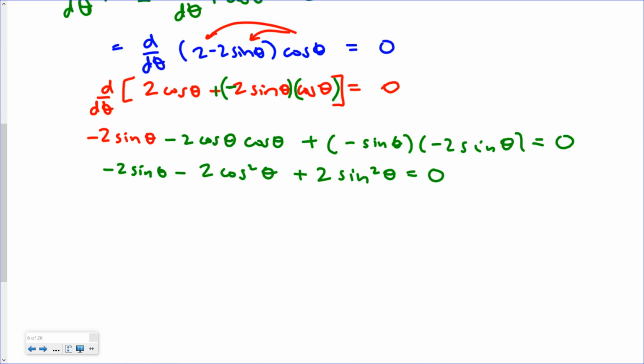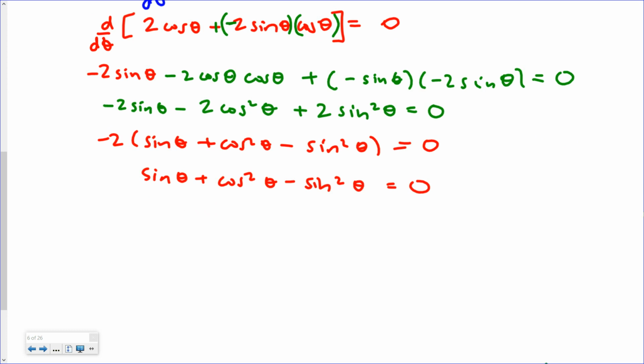The problem here is I've got sines and cosines, and what I want to do is factor. What can I factor out? Let's see. Can I go ahead and factor out that 2? You guys okay with that? Let's go ahead and factor out a 2. I'll get negative 2 sine theta plus cosine squared theta minus sine squared theta equals 0. I didn't get your permission, but I'm going to factor out a negative 2, if that's okay. It doesn't really matter. I'm just trying to get a positive here.